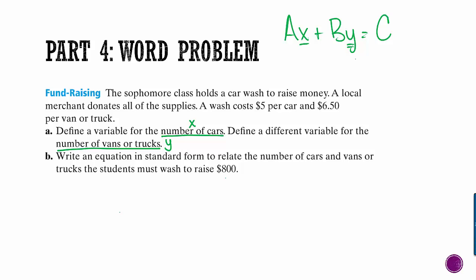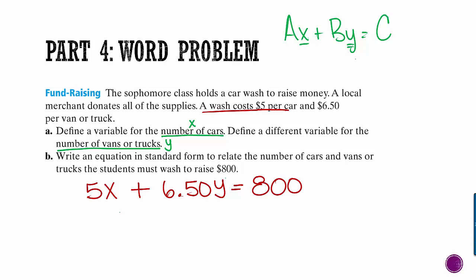So then write an equation in standard form to relate the number of cars and vans they have to wash in order to raise $800. So the cars, I know that each car is going to cost $5. So 5 times the number of cars. And then I know each van or truck is going to cost me $6.50. So I'm going to multiply $6.50 times y. And then we're going to add these two things together in order to equal the $800 that they want to raise.